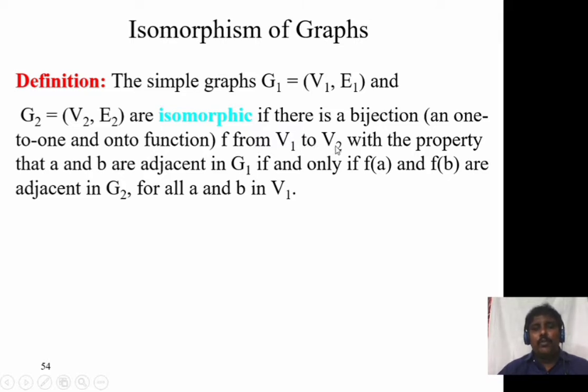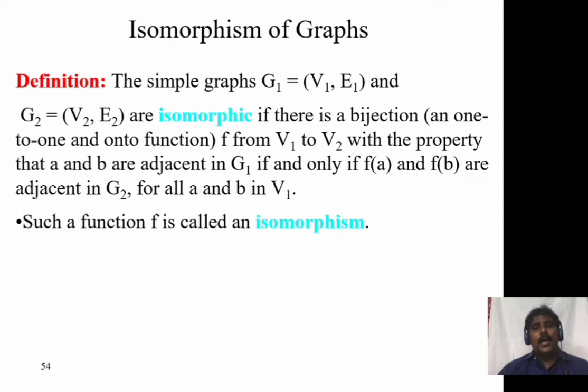So there must be a function f from V1 to V2 with the property that a and b are adjacent in G1 if and only if f(a) and f(b) are adjacent in G2. This is the condition for isomorphism of graphs. So G1 and G2 are isomorphic if and only if there is such a bijection, one-to-one and onto, with this adjacency property. Then it is said to be isomorphic, and such a function is called an isomorphism.